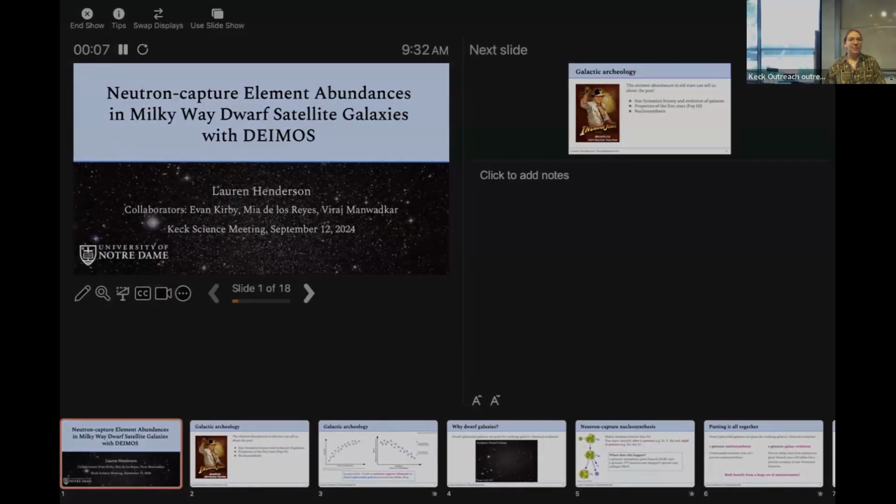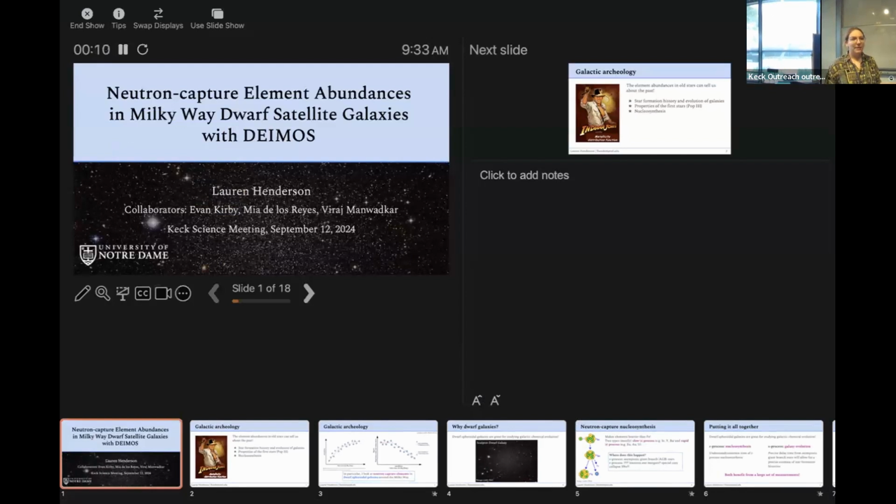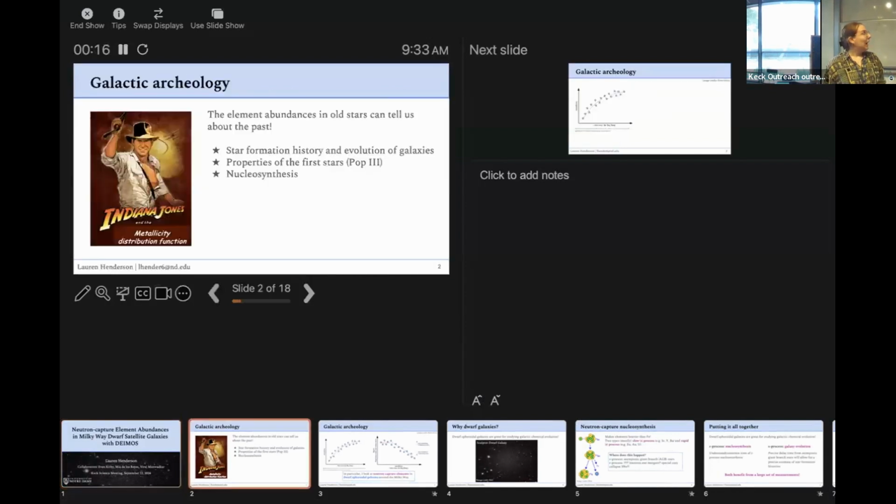I'm going to tell you guys about some of the work that I've been doing on Deimos, where I study how dwarf galaxies around the Milky Way evolve and how heavy elements on the periodic table are made. So my work broadly falls under the umbrella of galactic archaeology, and one of the main premises of galactic archaeology is that the element abundances in old stars can tell us things about the past. We can learn about the star formation histories and general evolution of galaxies, about the properties of the very first stars, and also about how we build the periodic table of the elements in space.